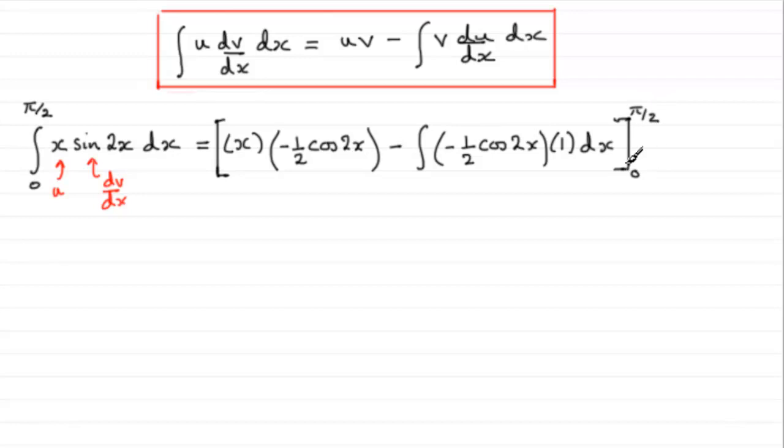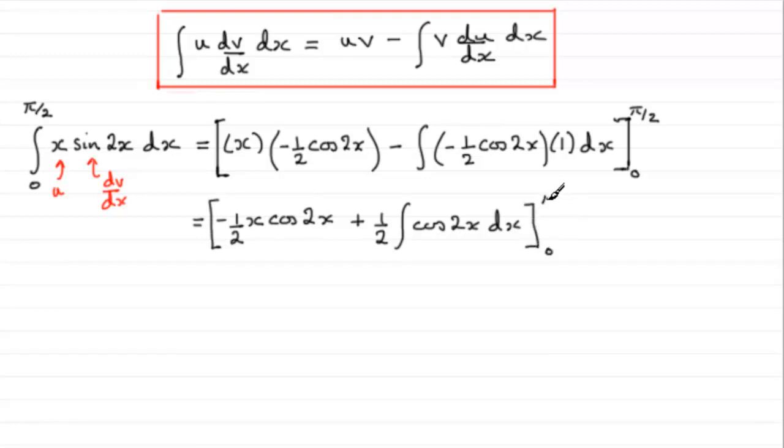Okay, so what I want to do next is just tidy up this first term. So we've got minus a half x, or minus x over 2, it's up to you what you want to write, times cos 2x. And then for this integral, I'm just going to tidy it up rather than integrate it. So it's just going to be plus a half, and I'm going to put that out the front of the integral. Always a good idea to try and put constants out the front. And then you've got the integral of cos 2x with respect to x. And again, this is between those limits of 0 to pi upon 2 radians.